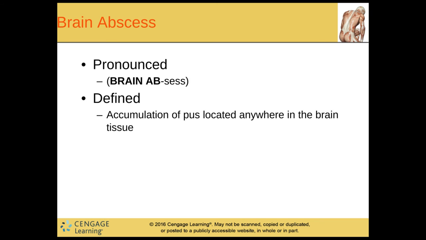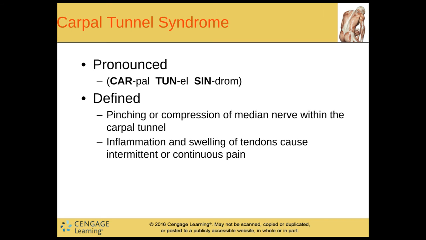Okay. Brain abscess. So this is an accumulation of pus located anywhere in the brain tissue. Carpal tunnel syndrome. This is a pinching or compression of the median nerve within the carpal tunnel, which is in your hand, in your wrist. This is inflammation and swelling of the tendons that cause intermittent and continuous pain.